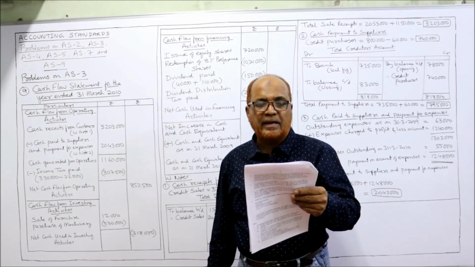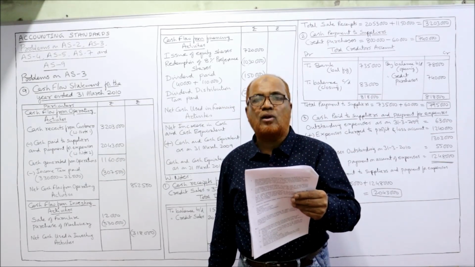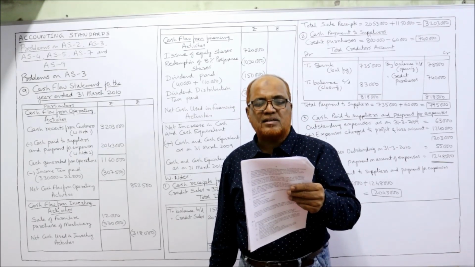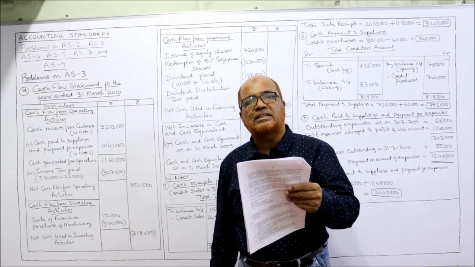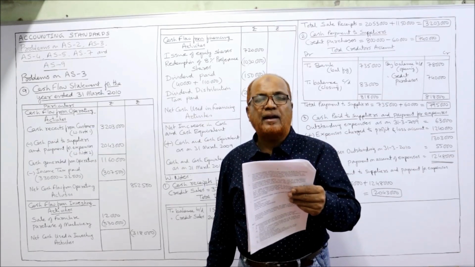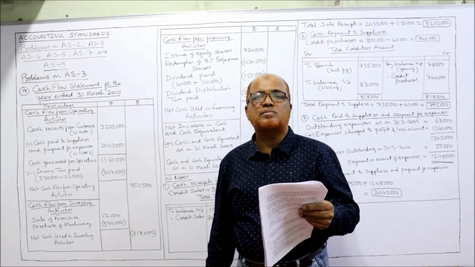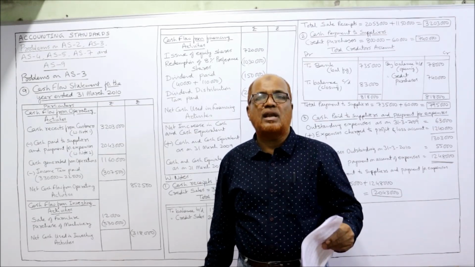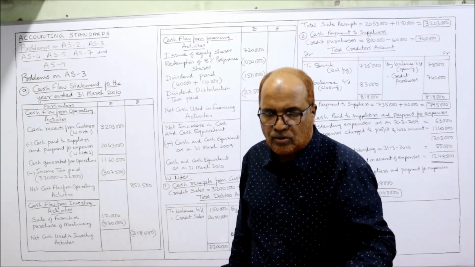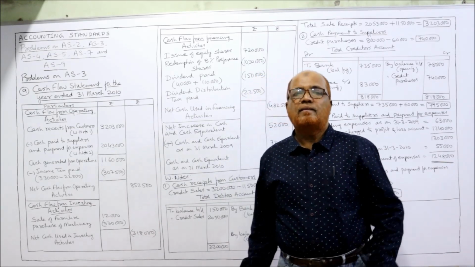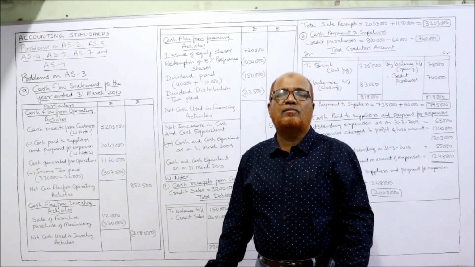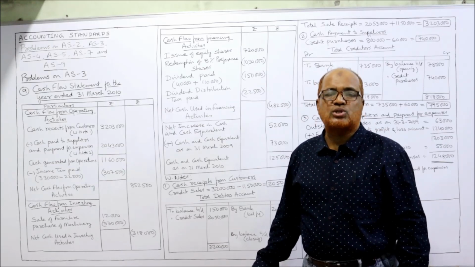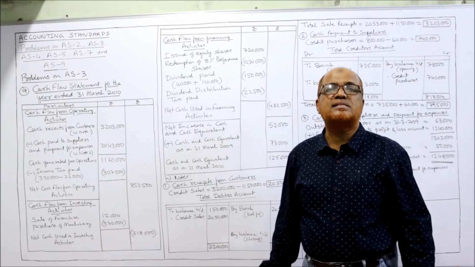Sundry debtors: beginning of the year 1,50,000, end of the year 1,47,000. Sundry creditors: beginning of the year 78,000, end of the year 83,000. And unpaid expenses, which means outstanding expenses: beginning of the year 63,000, end of the year 55,000. That's it. This is the complete information given, and we are required to make the cash flow statement as per AS3.